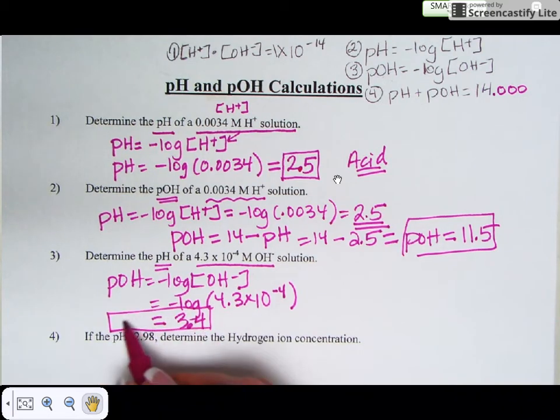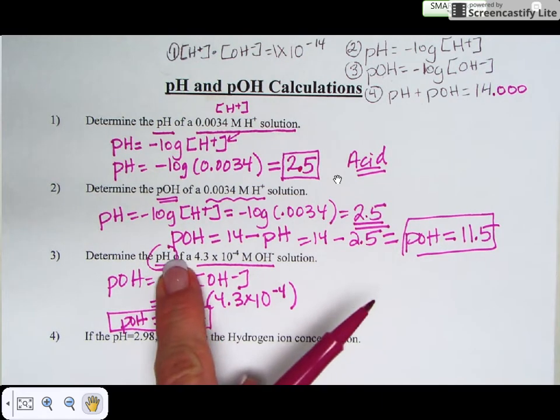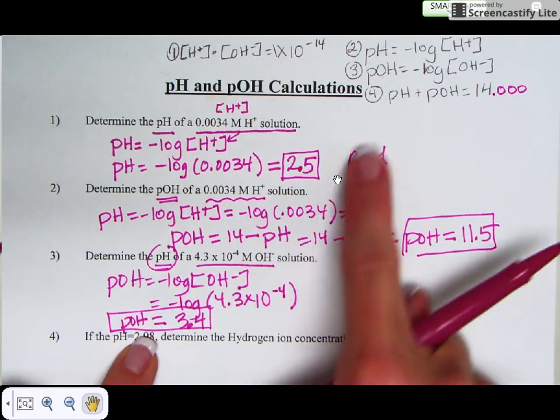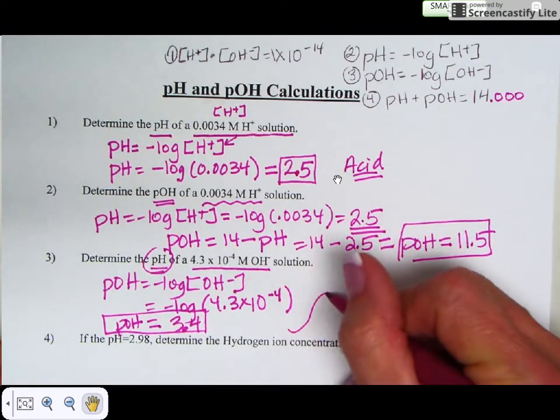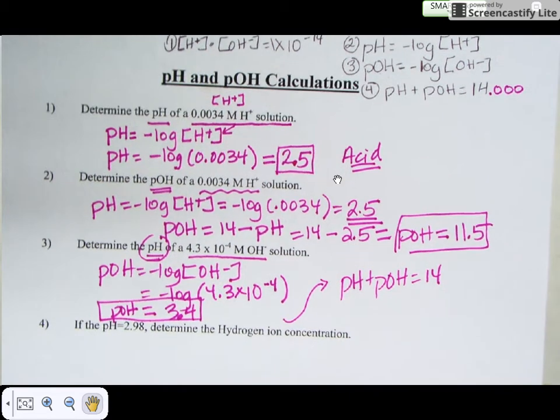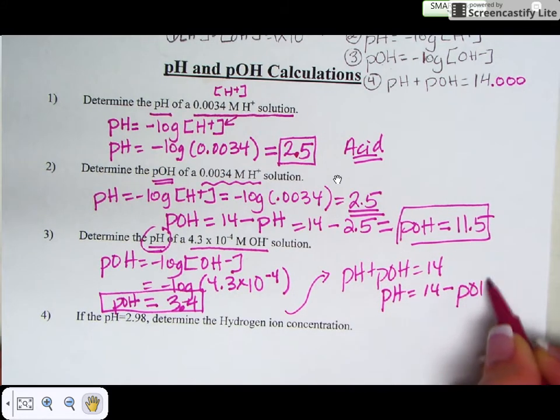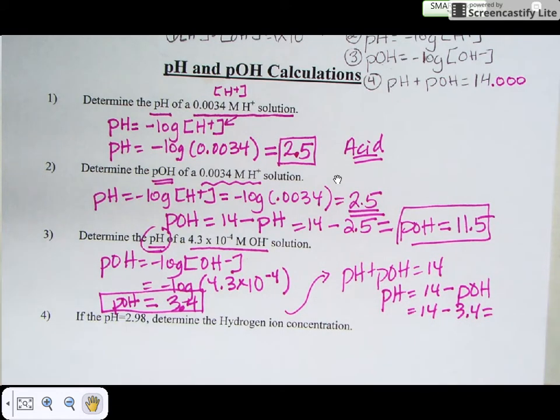Now again, we just found the pOH, and the question wants us to find the pH. So if we have the pOH and we want to find the pH, we're going to use formula 4, where pH plus the pOH always adds up to 14. So the pH is equal to 14 minus the pOH. So 14 minus 3.4, and that's going to give me for my pH 10.6. So that means this is a basic solution because we just found the pH and it's greater than 7.